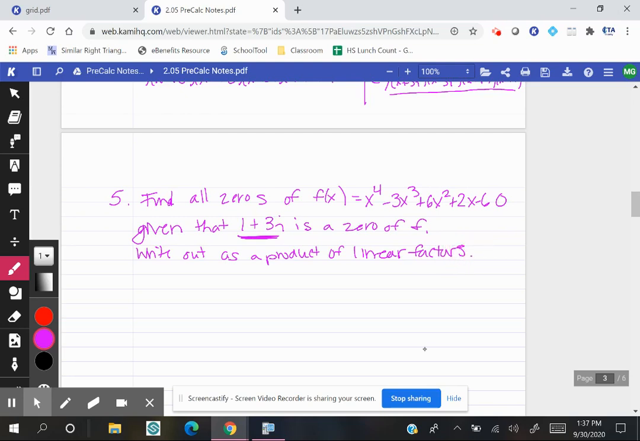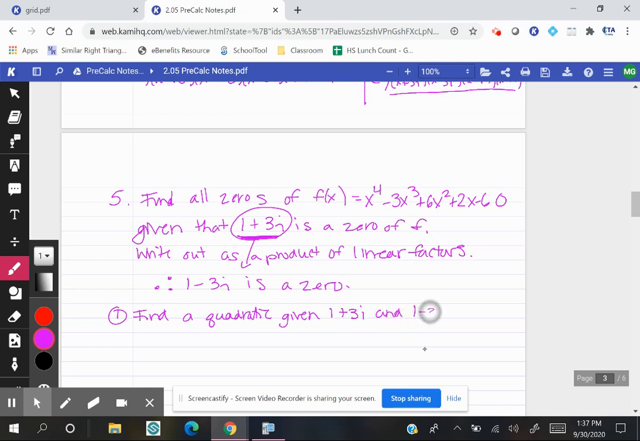Okay, so like I was saying here, if we know 1 plus 3i is a 0, therefore we know 1 minus 3i is a 0, because they always occur in their conjugate pairs. First step we're going to do is I want you to find a quadratic from the roots 1 plus 3i and 1 minus 3i.